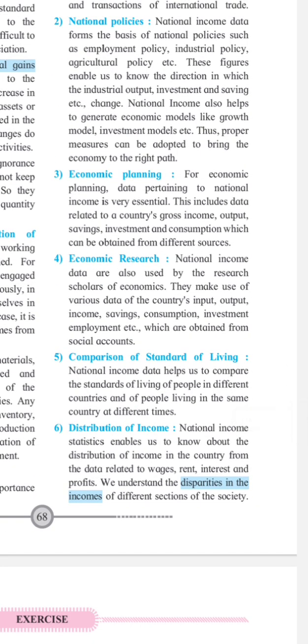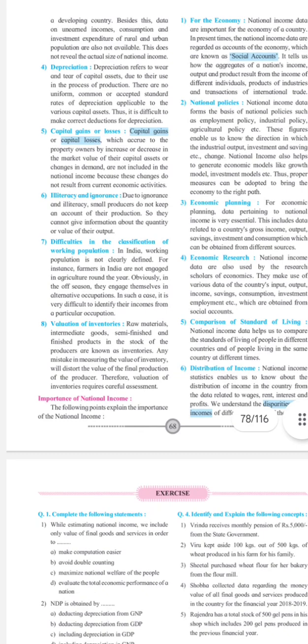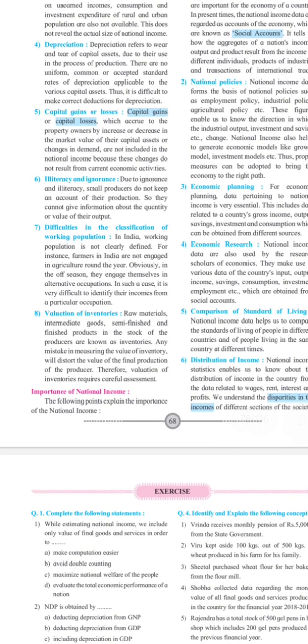Economic planning: it is useful for economic planning. For economic planning, data pertaining to national income is very essential. This includes data related to the country's gross income, output, saving, investment and consumption, which can be obtained from different sources. Economic research: helpful for economic research, helpful in comparing standards of living, helps in understanding distribution of income. So these were the six important points, or you can say the importance of national income.